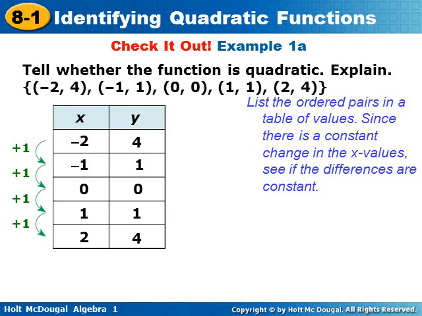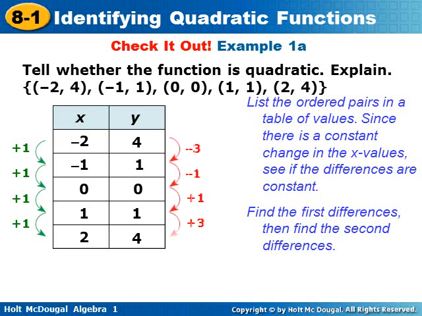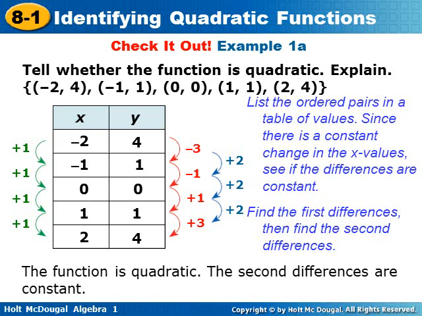So there is a constant change in x of plus 1, plus 1, plus 1. The first differences are negative 3, negative 1, 1, 3. And the second differences are 2, 2, and 2. This is a quadratic function because the second differences are constant.